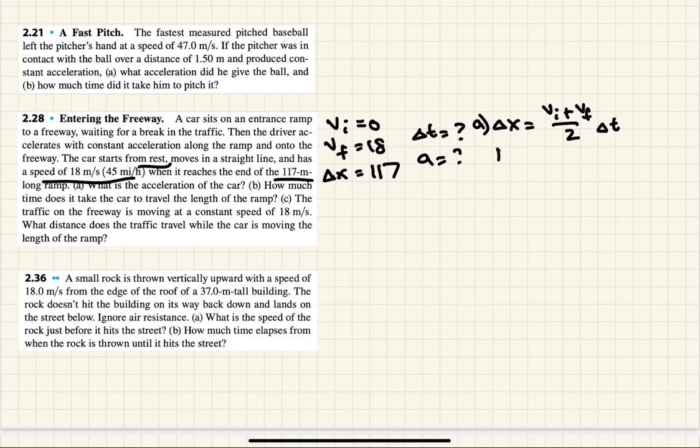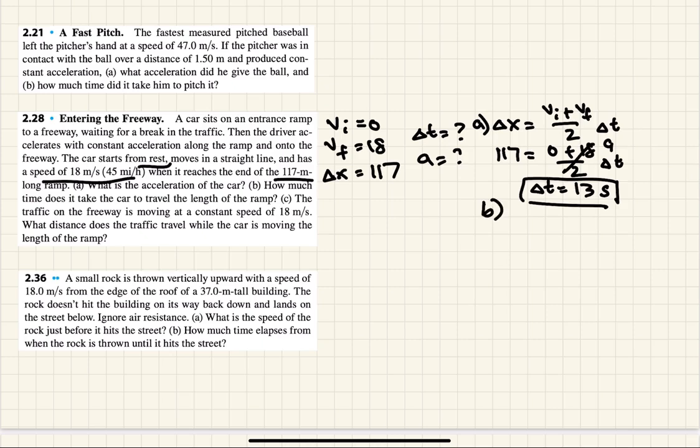And so plug it in. 117 is equal to (0 plus 18) over 2 times delta t. 0 plus 18 is just 18, over 2 is 9. So divide it by 9. 117 over 9 gives you 13. So the time interval is going to be 13 seconds. That's for part A. Pretty nice number.